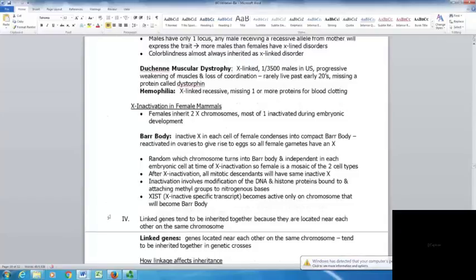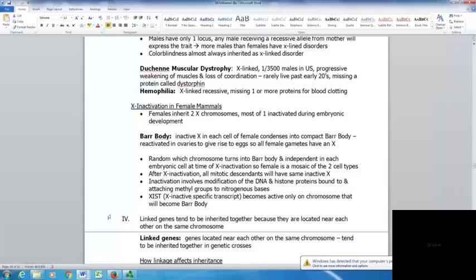It's random which chromosome turns into a bar body, and independent in each embryonic cell at the time the X inactivation occurs. So a female is a mosaic of the 2 types. You can have some of mom's inactivated, some of dad's inactivated, so you'll actually have a mosaic pattern between mom and dad. After X inactivation, all the mitotic descendants of that cell are going to have the same inactive X. Inactivation is going to involve modification of the DNA and histone proteins bound to it, so it will attach methyl groups to the nitrogenous bases.